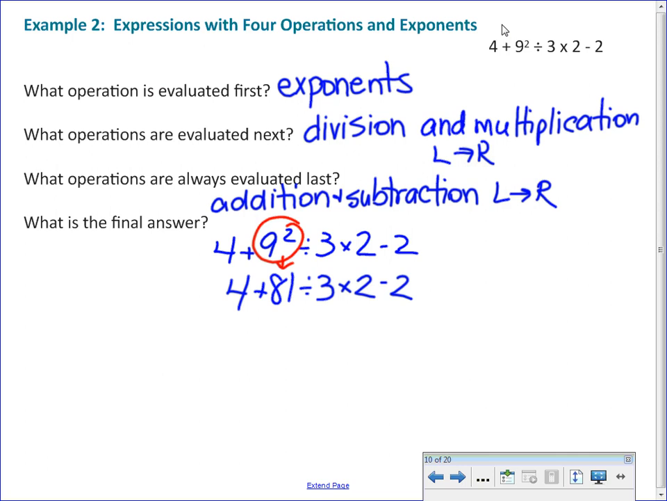So next, I have to do my division. So everything else just gets brought down, and I just do my division. So what's 81 divided by 3? Next, I have to multiply. So everything else gets brought down. 27 times 2 is?